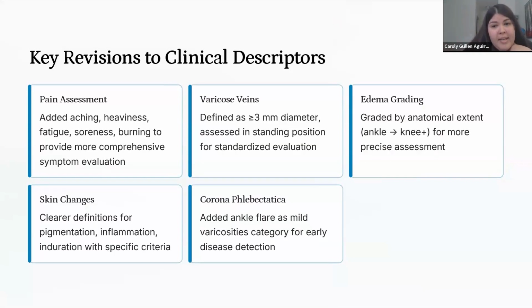The edema grading, they specified further the anatomical extent. It was not only below the ankle or above the ankle, it was now ankle, knee for more precise assessment. They also clarified the skin changes with clear definitions for pigmentation, inflammation, induration with specific criteria. And they also added corona phlebectatica and a mild varicosities category for early disease detection.